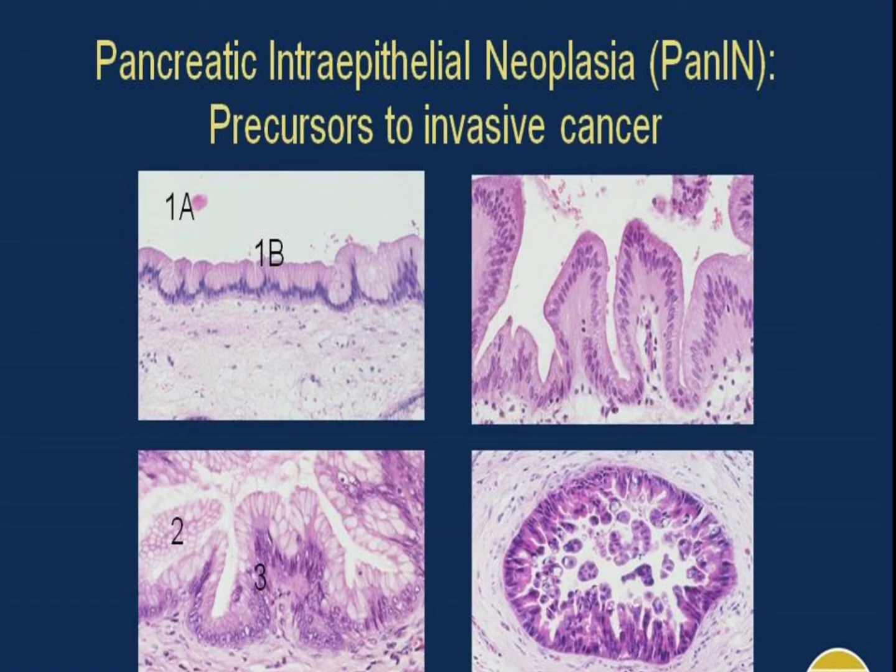Pancreatic intraepithelial neoplasia has been considered as the precursor of ductal adenocarcinoma. Here we can see the change from PanIN1A to PanIN1B to PanIN2 and PanIN3. The degree of dysplasia is increasing from PanIN1A to PanIN3, and this is considered as carcinoma in situ.